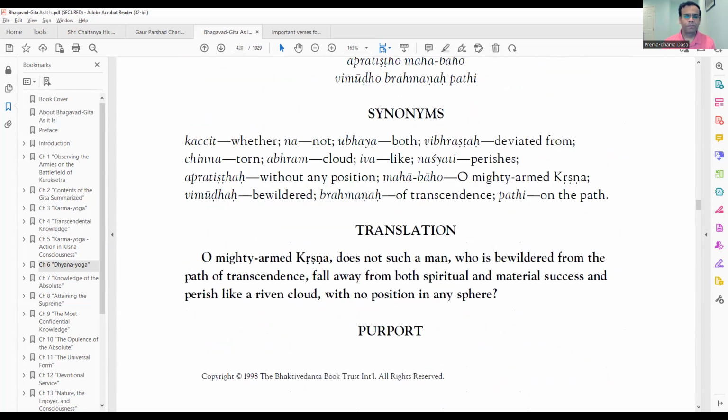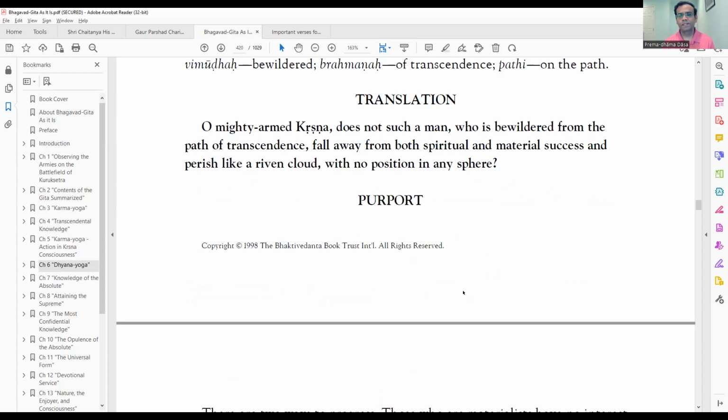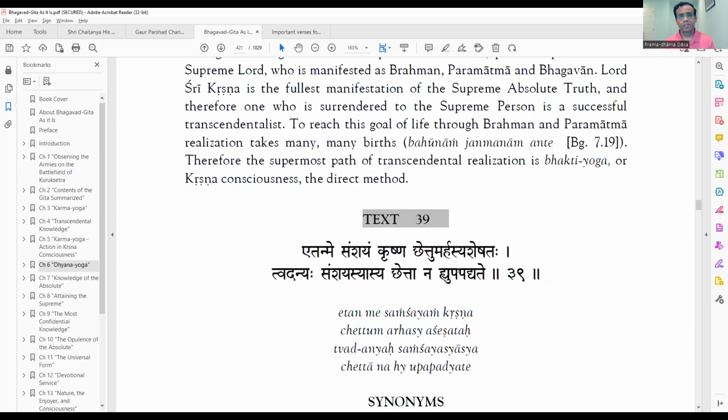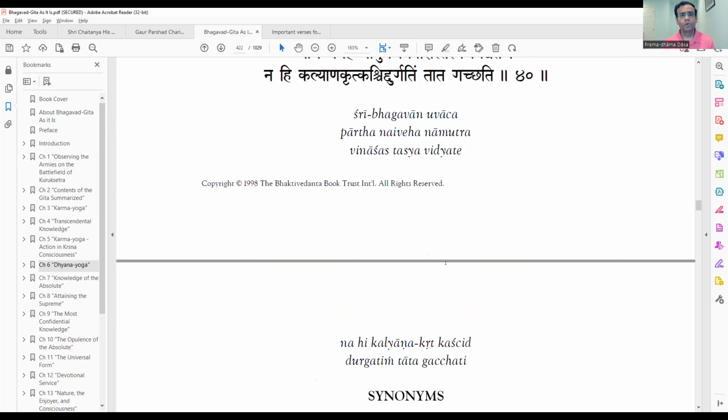One who is bewildered from the path of transcendence falls away both from spiritual and material success and perishes like a riven cloud with no position in any sphere. So he's asking the same thing: if I'm not able to reach the end goal of this path of transcendence, do I lose everything? And Krishna tells him that no, you don't lose anything.